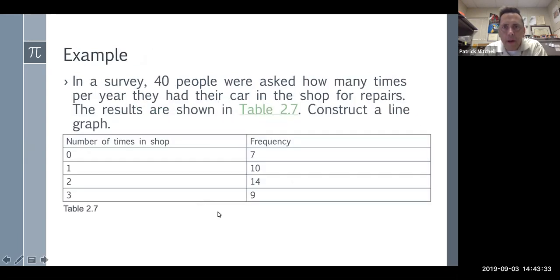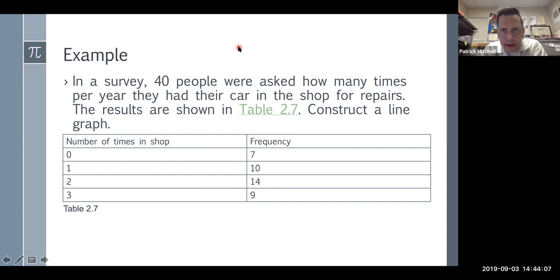In a survey, 40 people were asked how many times per year they had their car in the shop for repairs. So the results are summarized in this frequency distribution. You see that 7 people said they never had their car in the shop. 10 people said they had it in 1 time. 14 people said they had it in twice. And 9 people said they had it in 3 times. So on the next slide, I'm going to show you what this line graph would look like.